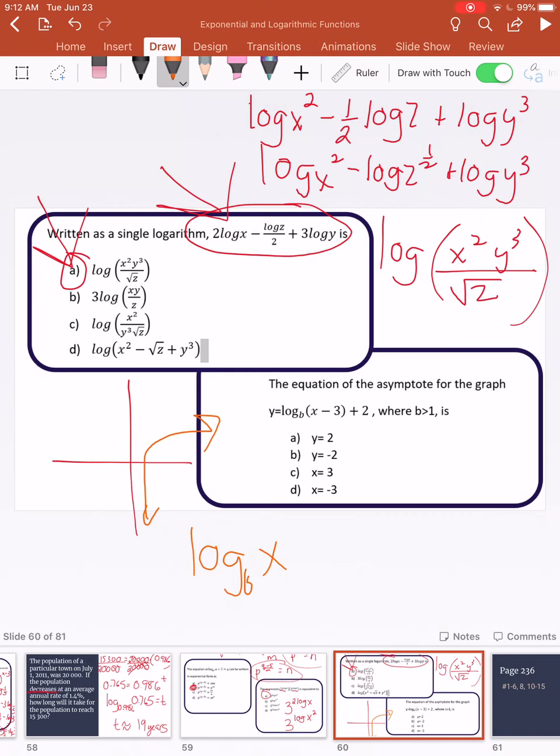So what's happening is you are moving your graph up 2. That's not going to change that vertical asymptote. It'll change your x-intercept, but it won't change the vertical asymptote. But you're also moving the graph to the right 3. So I move it 3 units to the right. Okay, so now my vertical asymptote will be at x equals 3. So the correct answer is C.